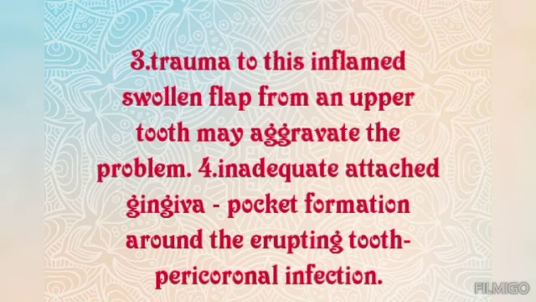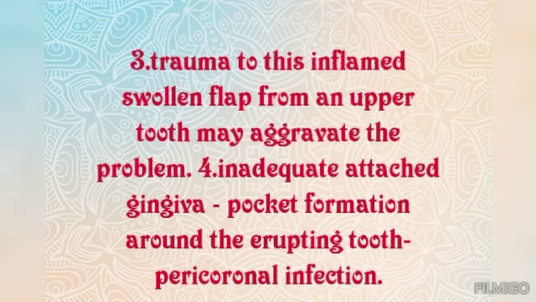And the second one is that eruption of the tooth itself may produce some amount of inflammation of the pericoronal region. The third one is trauma to this inflamed, swollen flap from an upper tooth, which may aggravate the problem. Trauma to the inflamed swollen flap by the upper tooth and inadequate attached gingiva lead to pocket formation around the erupting tooth. Inflammation of the periodontal pocket may lead to pericoronal infection. So these are the etiology for pericoronitis.